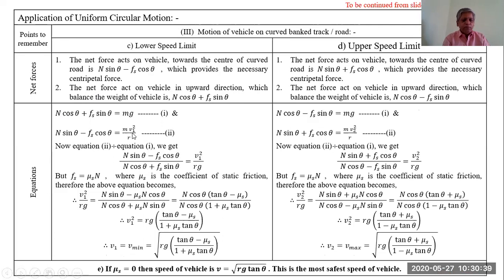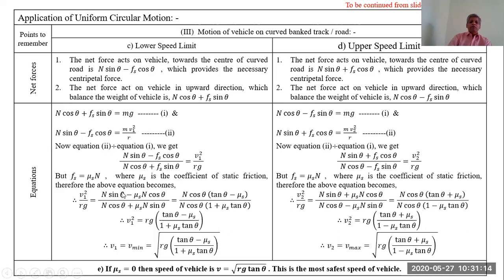Here v1 is the speed, therefore m v1 square upon r is the centripetal force, and that is provided by this N sin theta minus Fs cos theta. Now, equation two divided by equation one, we get N sin theta minus Fs cos theta upon N cos theta plus Fs sin theta is equal to v1 square upon Rg. But the force of static friction is mu s into N, as we already studied in the 11th standard, where mu s is the coefficient of static friction.